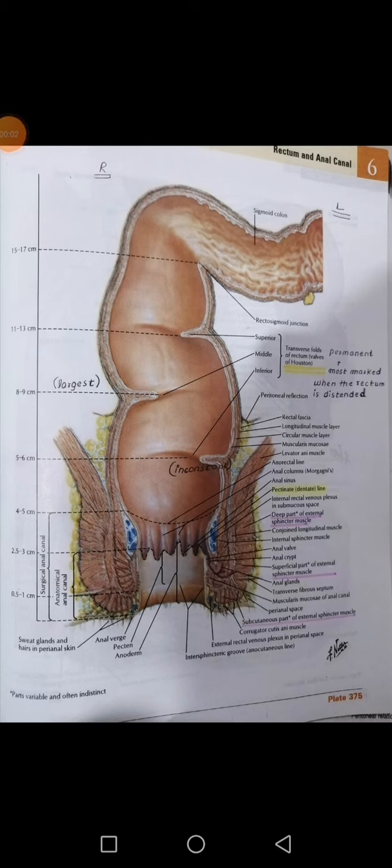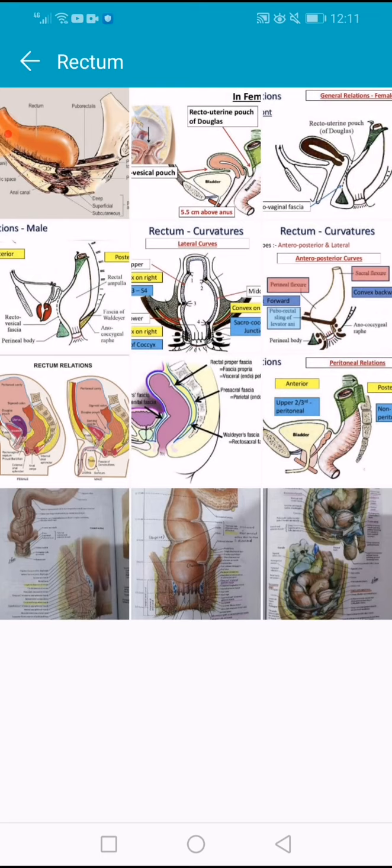Hello everyone, let's start the anatomy of the rectum. First thing to understand is the location of the rectum, the fact that it is located in the posterior part of the lesser pelvis. Now the lesser pelvis is the part of the pelvic cavity below the pelvic brim, right? So that is the location of the rectum in the pelvic cavity.